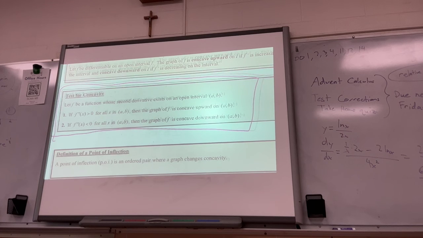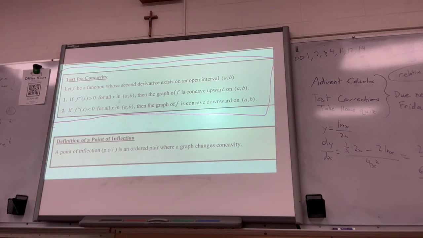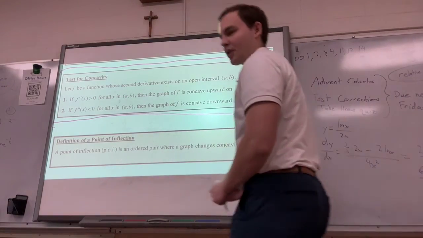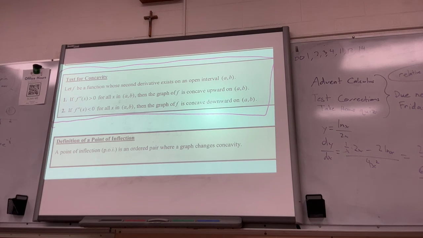Okay, so if f double prime is positive, we say the graph is concave upward. Let me try to draw a little example of this. If you have a graph, let's say a parabola, this graph is concave upward everywhere, because if you think about this, let's draw some tangent lines. As you go from left to right, the slopes of your tangent lines are always increasing. They get steeper and steeper.